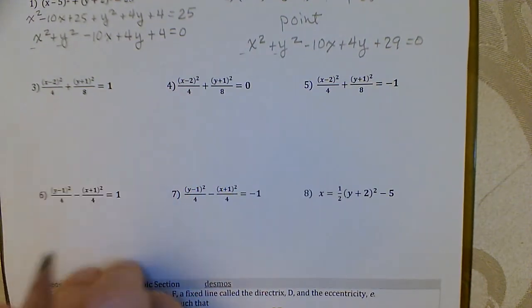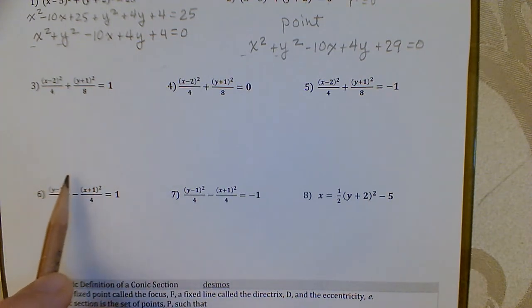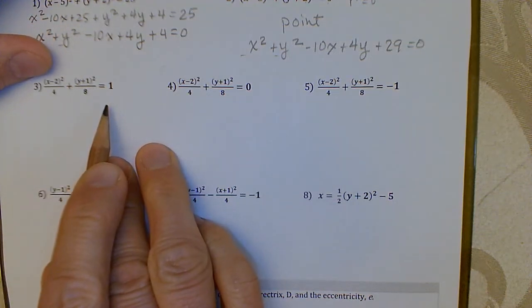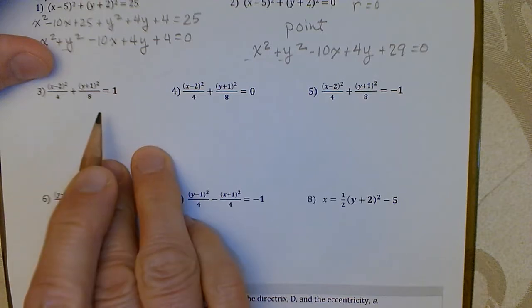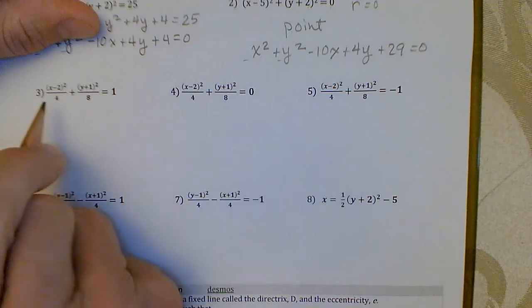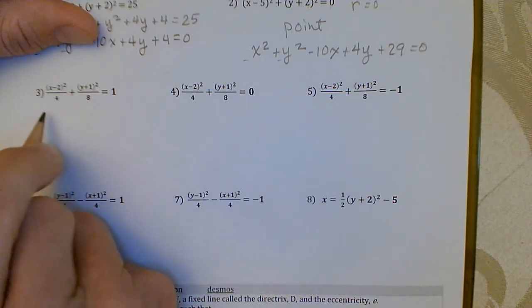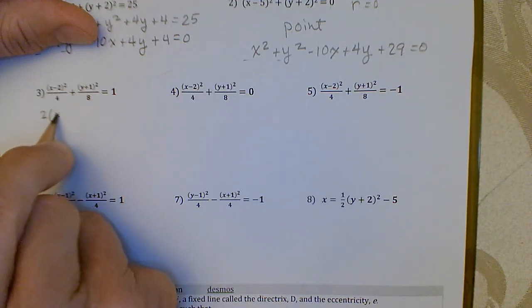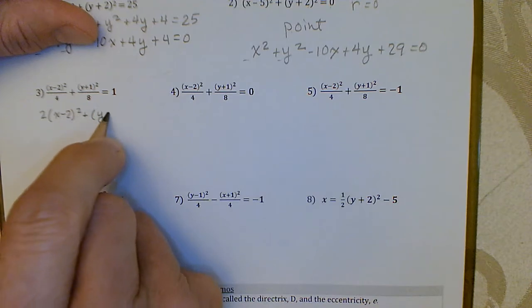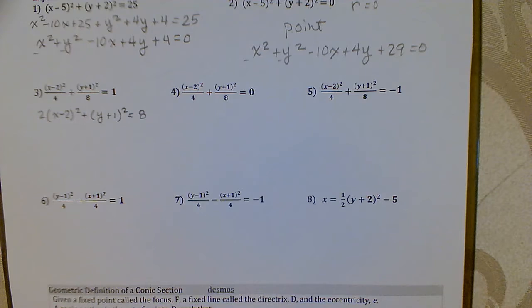Look at this one. So this is what shape? I think you can tell that this is an ellipse, but let's expand it out. Let's put it into the general form. I'm going to multiply through by 8 to clear out my fractions. So that leaves me with 2 times (x minus 2) quantity squared, plus (y plus 1) quantity squared equals 8. Okay, so I multiplied through by 8.